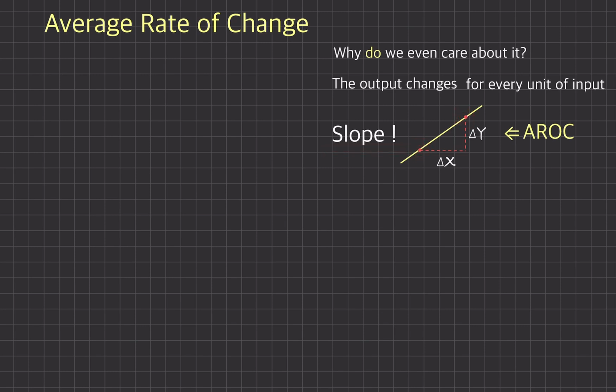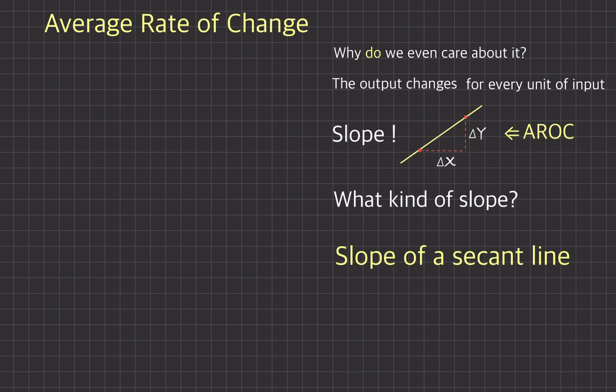But what kind of slope is it? It's the slope of a secant line. So, what is a secant line? It's a line that connects 2 points on the curve, like this. So, the average rate of change is just the slope of the secant.